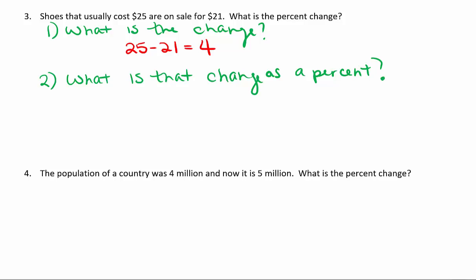And so this is where we're going to use the formula I gave you earlier. We take the amount of the change, and we're always going to put it over the original amount, the first value or the starting value. So in this case, that's the $25. 4 divided by 25 is 0.16, or 16%.